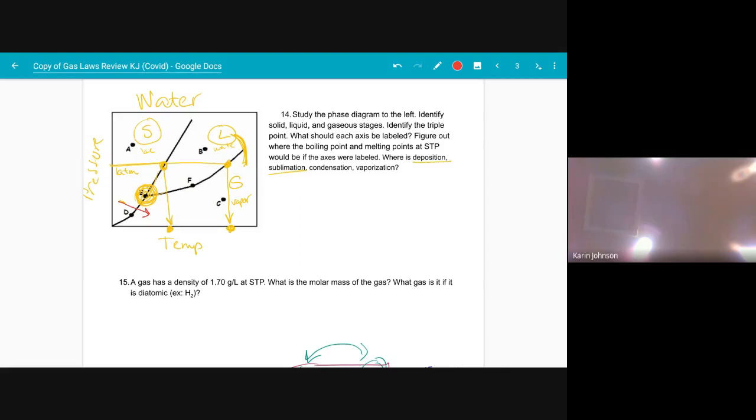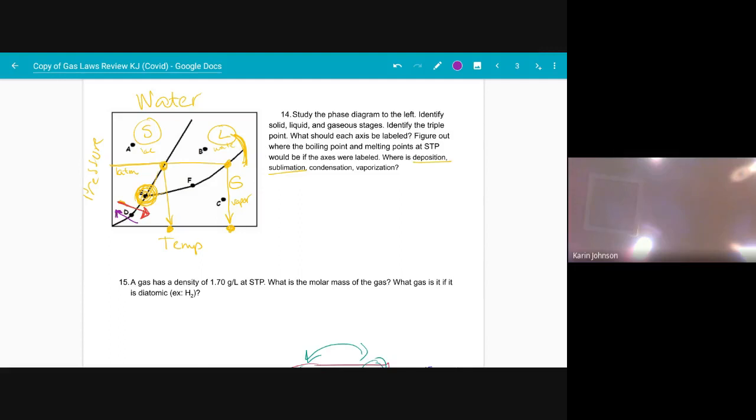That's what happens to your ice cubes in your freezer. Have you ever noticed that ice cubes get small over time? They are going straight from a solid into a gas without melting. They don't melt in your freezer. They just go straight to gas. That's sublimation. The exact opposite can happen when a gas goes to a solid.